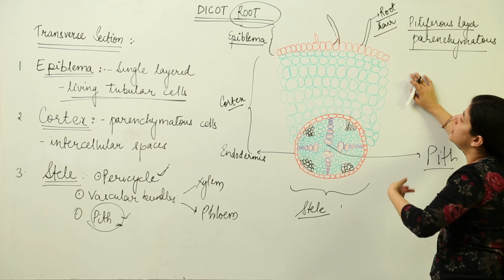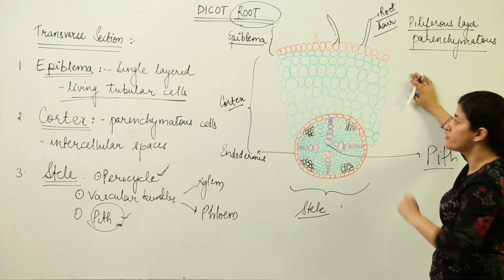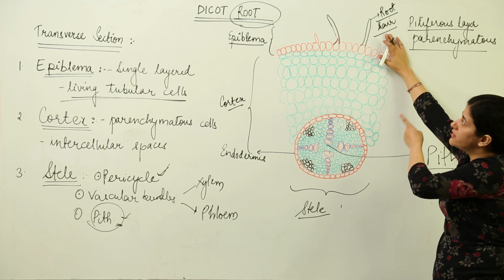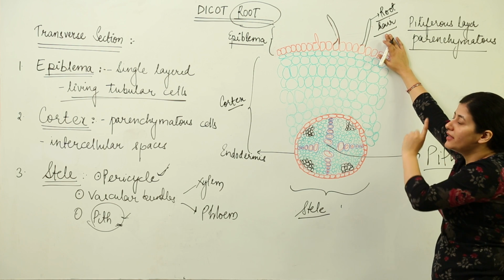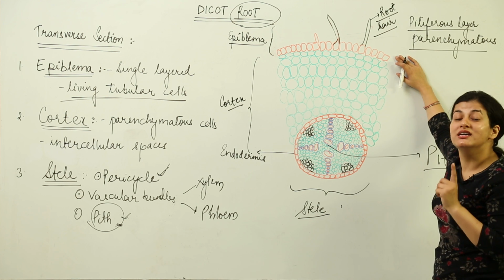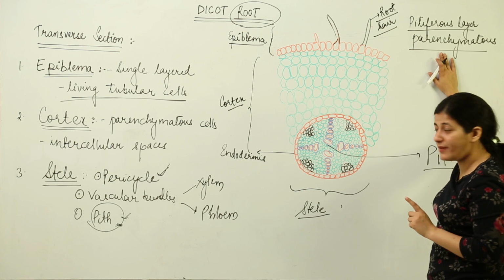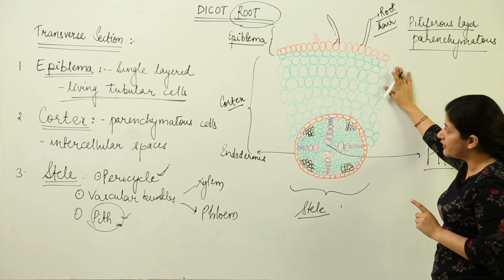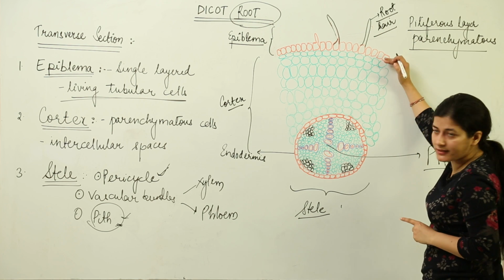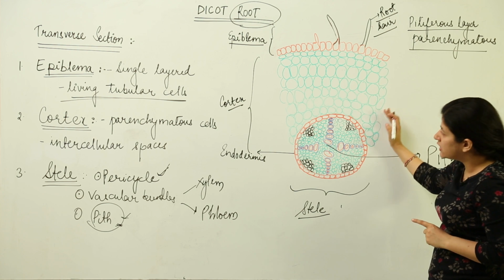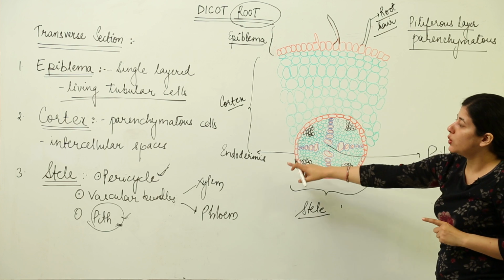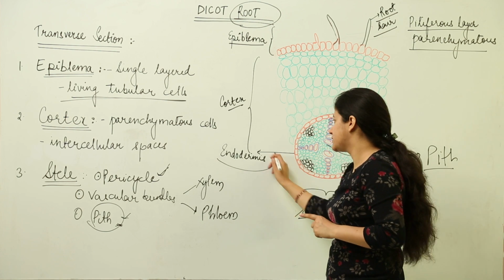We deal with it in the physiology, but for now you have to remember that the piliferous layer has root hairs, and those root hairs are extensions of these cells only. They are living tubular cells, and this particular layer known as epiblema is single layered. They are made up of parenchymatous cells. Moving further, we have the cortex, which extends from the layer beneath the epiblema up to the innermost layer that surrounds the stele, known as endodermis.